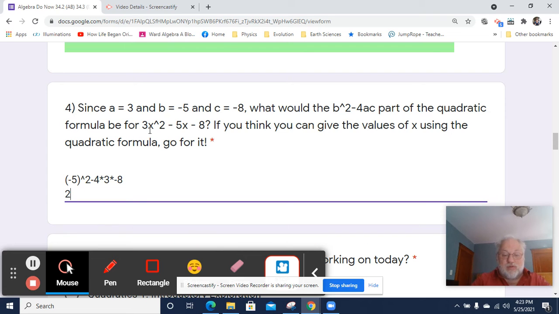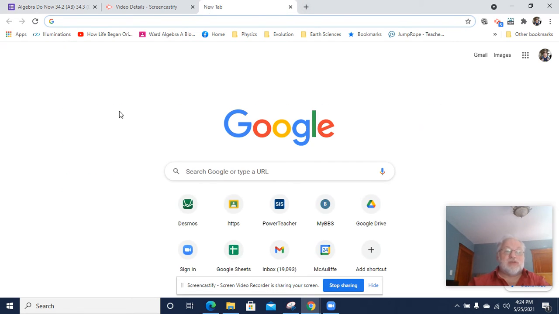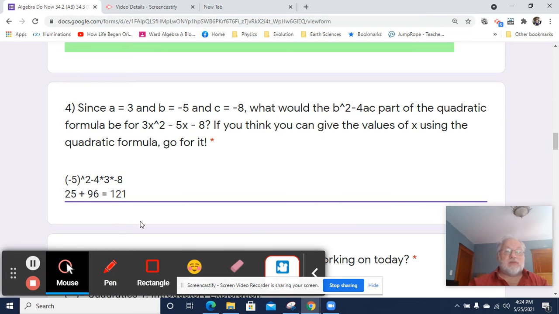So -5 squared is 25, because -5 times -5 is 25. And then, let's see, 4 times 3 is 12 times -8. That's going to be 12 times -8, or -96. So we're doing a minus, which means overall that becomes plus. And now we just need to put that together. And 25 plus 96 will equal 121. Okay, so that's going to be very convenient for us in our next stage, which is, let's just go ahead and use the quadratic formula to solve this whole thing.